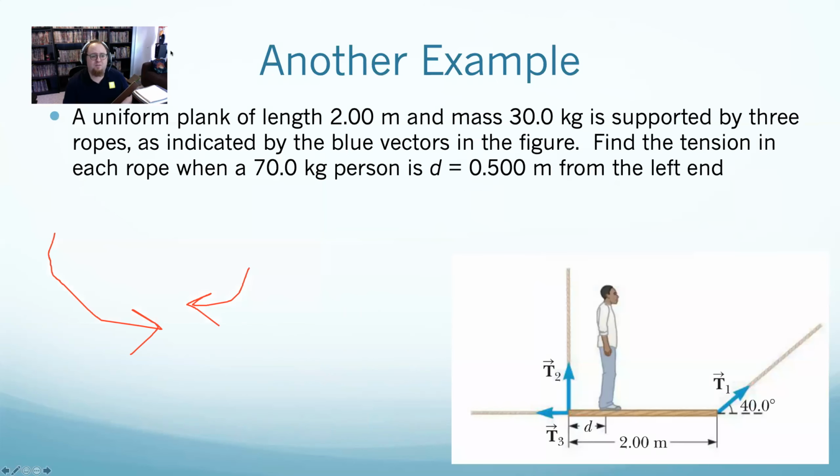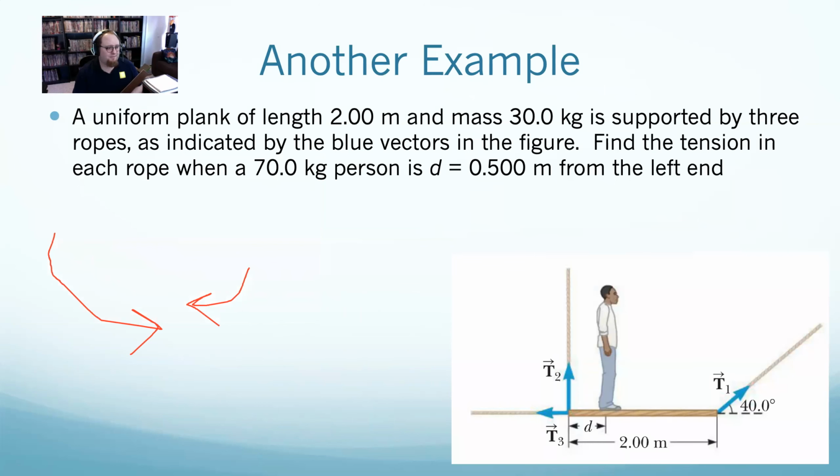This one is a little more like the ones you can see on the homework. A uniform plank of length 2 meters and mass 30 kilograms is supported by 3 ropes, as indicated by the blue vectors. Find the tension in each rope when a 70-kilogram person is 0.5 meters from the left end. I'm looking for 3 unknowns, T1, T2, T3. If you want 3 unknowns, you need 3 equations.